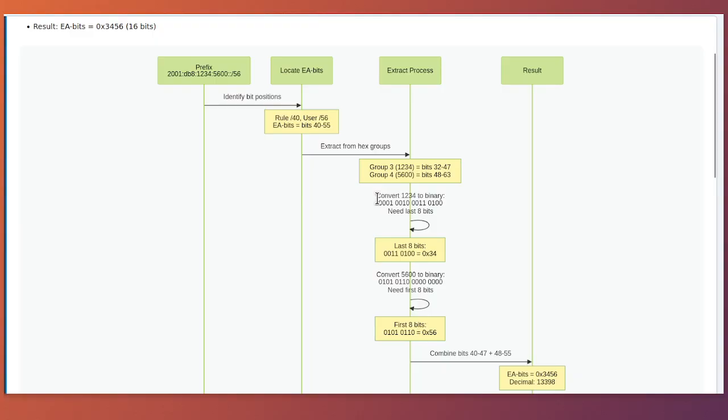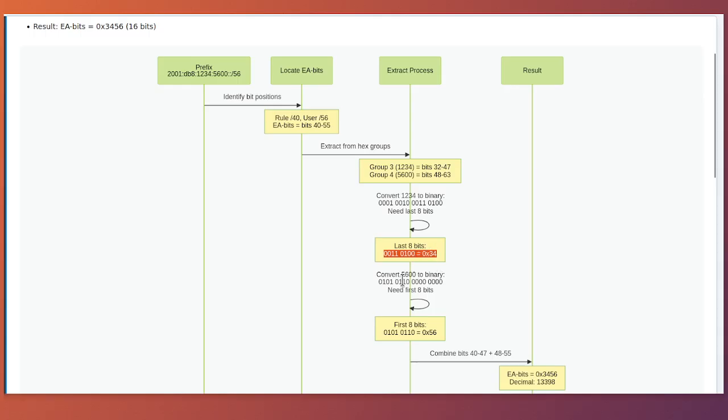For Group 3, the hex value 1234 in binary ends with 0011 0100. We need the last 8 bits, which are 0011 0100. In hexadecimal, that is 34.